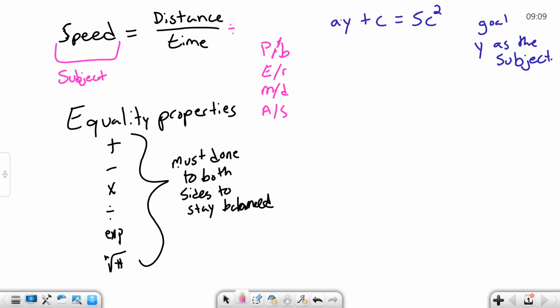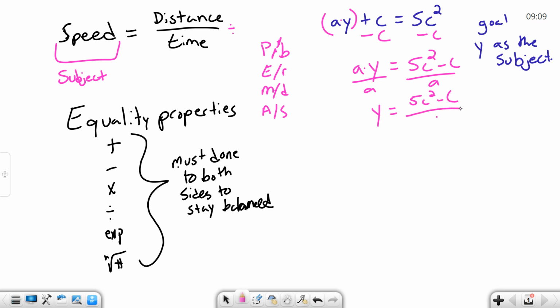So for this example, we don't divide by a first, because this is going to take the first priority when we're solving. We have to make sure that they stay together. a is not being multiplied to c as well. We have to subtract c first. So we have a times y equal to 5c squared minus c. Now we can divide both sides by a and have y equal to 5c squared minus c divided by a.